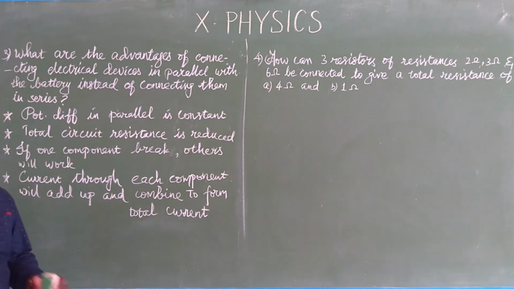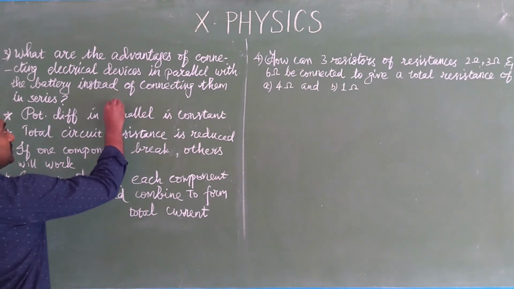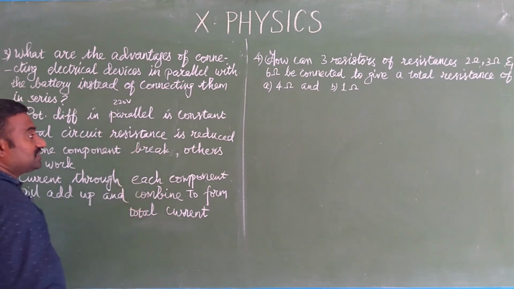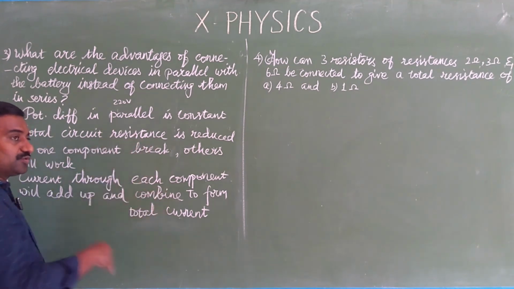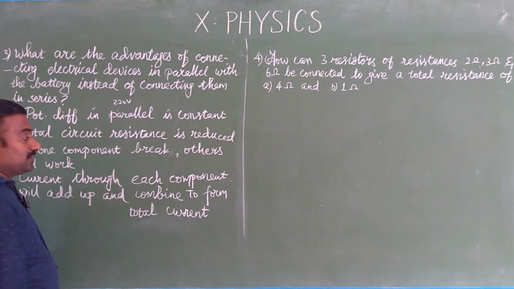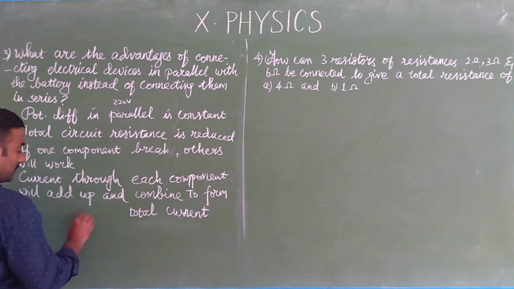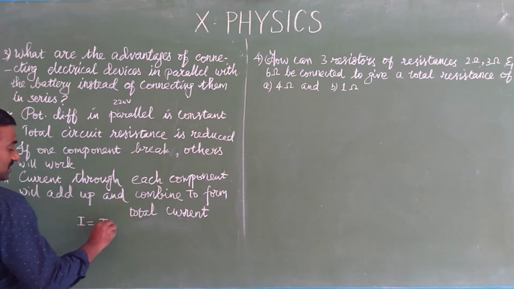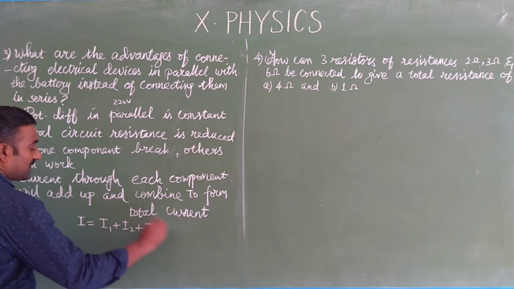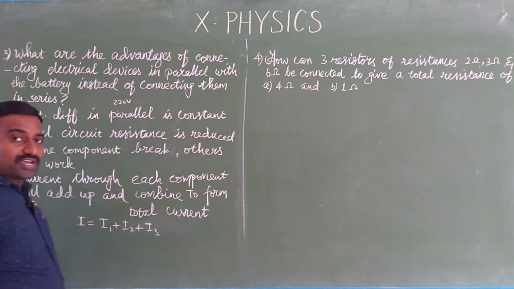So connecting appliances in parallel is always best, because potential difference remains constant. For example, the 220 voltage potential difference coming to our house goes the same to all appliances. And then the total circuit resistance is reduced. And if one circuit breaks, others will work because current is subdivided. The total current is subdivided among each one. So the currents of the individual appliances combine and give us the total current.